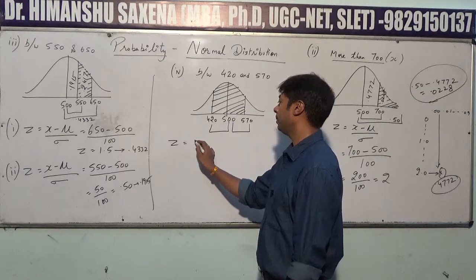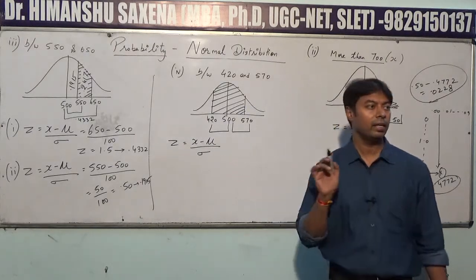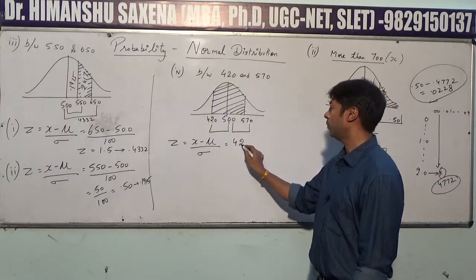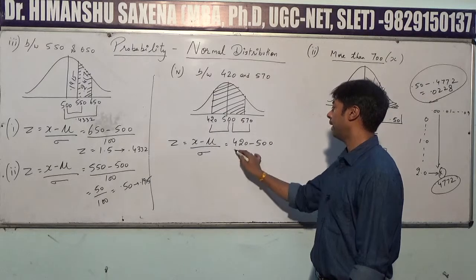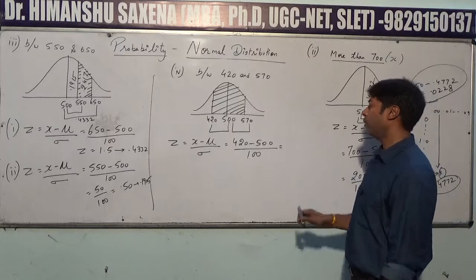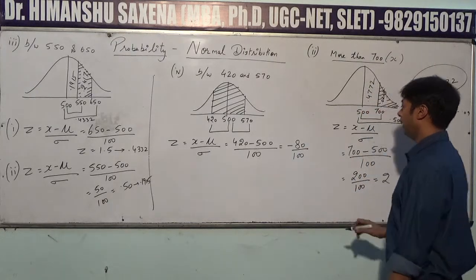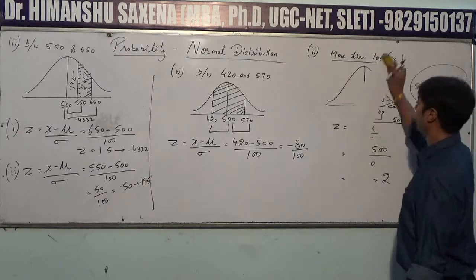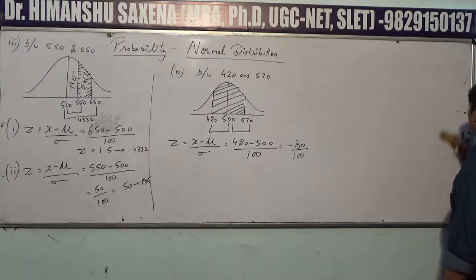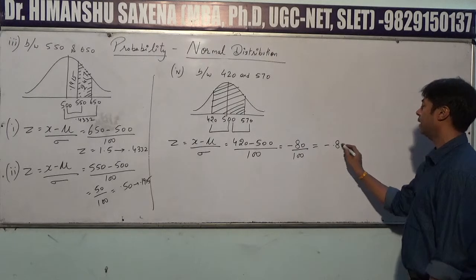So firstly, remember the formula, that is x minus mu upon standard deviation. Now x initially for this would be 420, mean will remain same, upon 100. Now 420 minus 500 upon 100, that will be minus 80 by 100. Again solving this, you will get the value as equal to minus 0.80.